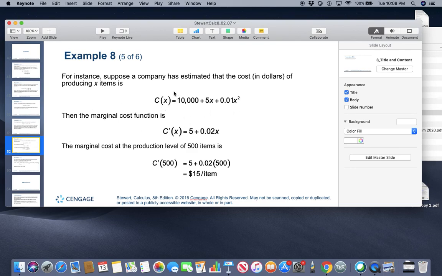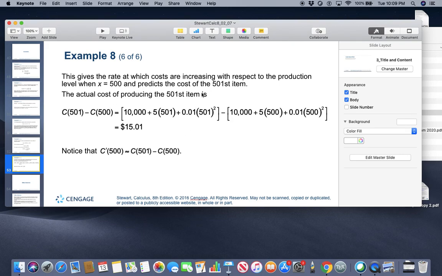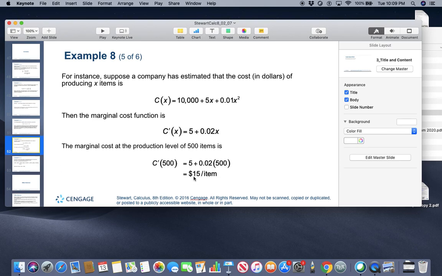So for example, your cost function could be 10,000 plus 5x plus 0.01x squared. What is the marginal cost? Remember, marginal cost is the instantaneous rate of change, so that is the derivative. You take the derivative of this. So the marginal cost at a production level of 500 items, you calculate at 500 items. What does this mean? This means the cost of producing the 501st item is around $15.